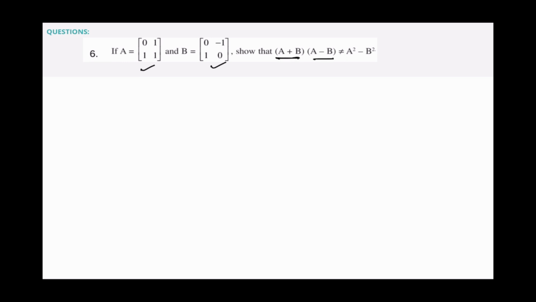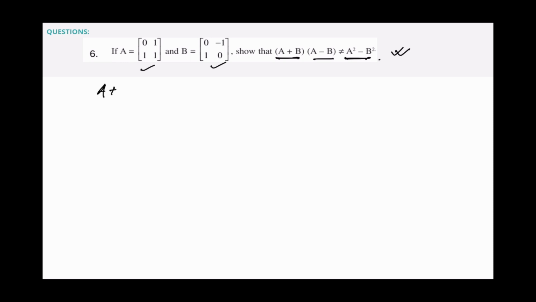They are telling you to find A plus B, A minus B, and to check whether they are equal to A square minus B square. A lot of students, since we have always remembered algebraic identities and learned them for such a long time, apply them directly without understanding or thinking, in the matrices section also. So do check, this is important, because it will not always work.